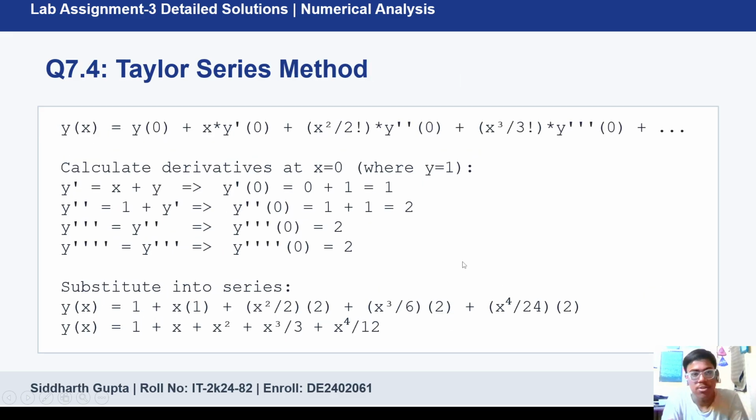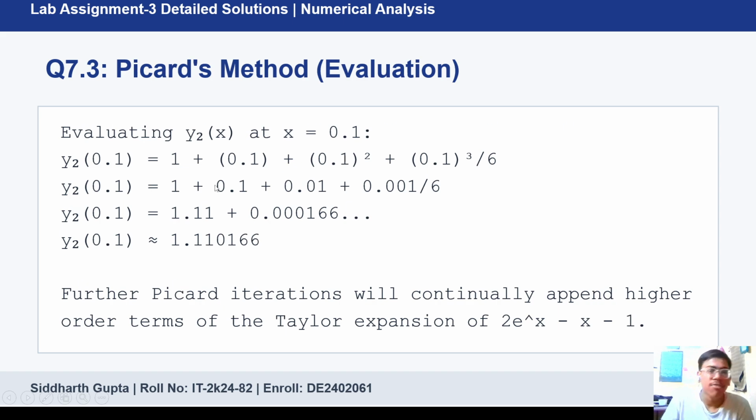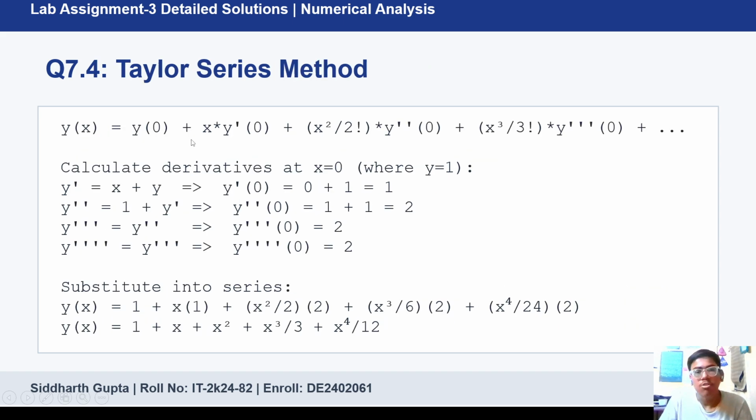Now we need to solve the same question using Taylor's method. Taylor's method formula you already know, that y of x is equal to y0 plus x into y dash of 0 plus x square by 2 factorial y double dash of 0 plus x cube by 3 factorial y triple dash of 0. So what we need to do is, y0 is already given. What is y dash? Y dash will be x plus y. So what will be y dash of 0? Y dash of 0 will be 1.